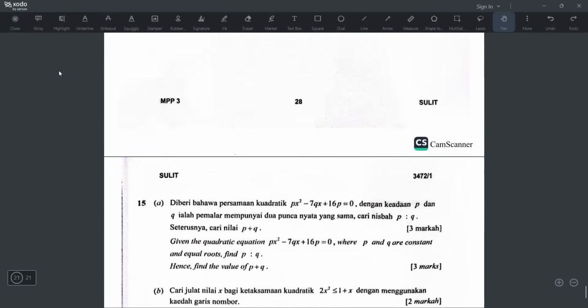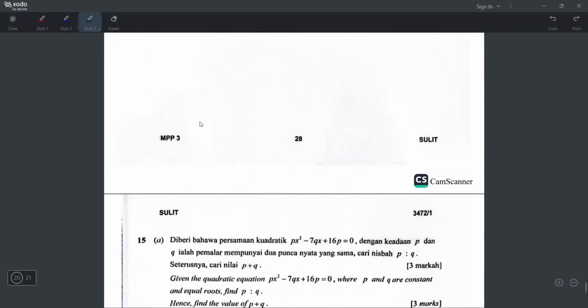Okay, let's do 15. What chapter is this? Quadratic. So from Form 4 chapter 2. I'll write my working up here for A. Given quadratic equation px squared minus 7qx plus 16p equals 0. Is this in general form? Yes, you can see your a, b, c clearly. That's important because when you do quadratic, you always want your equation to be in general form, or maybe in vertex form in certain cases if it's a graph question. But this one is in general form, so that's good.